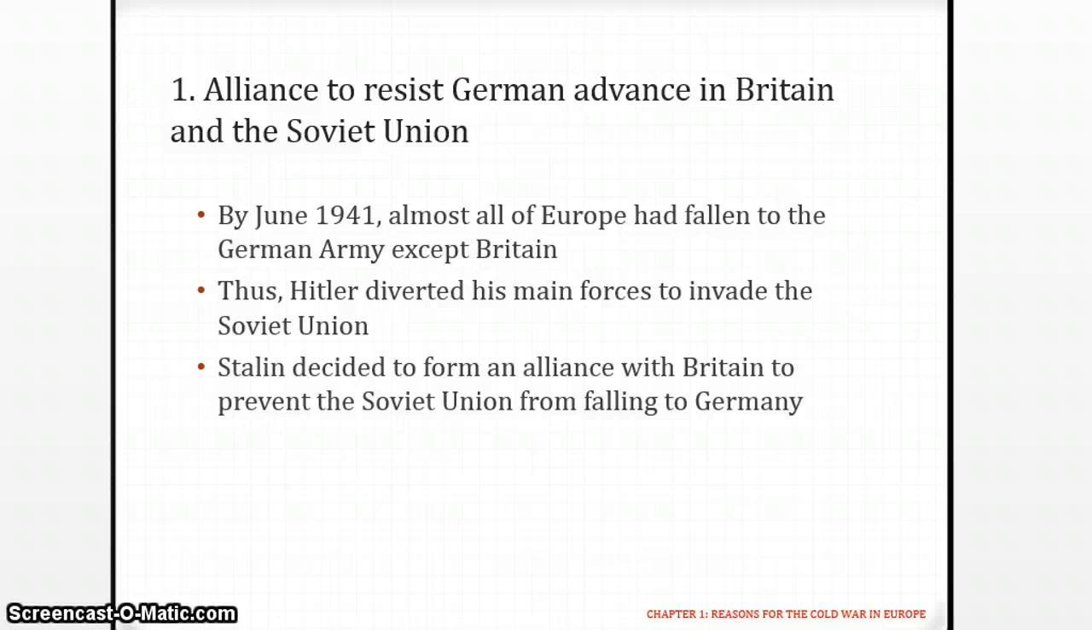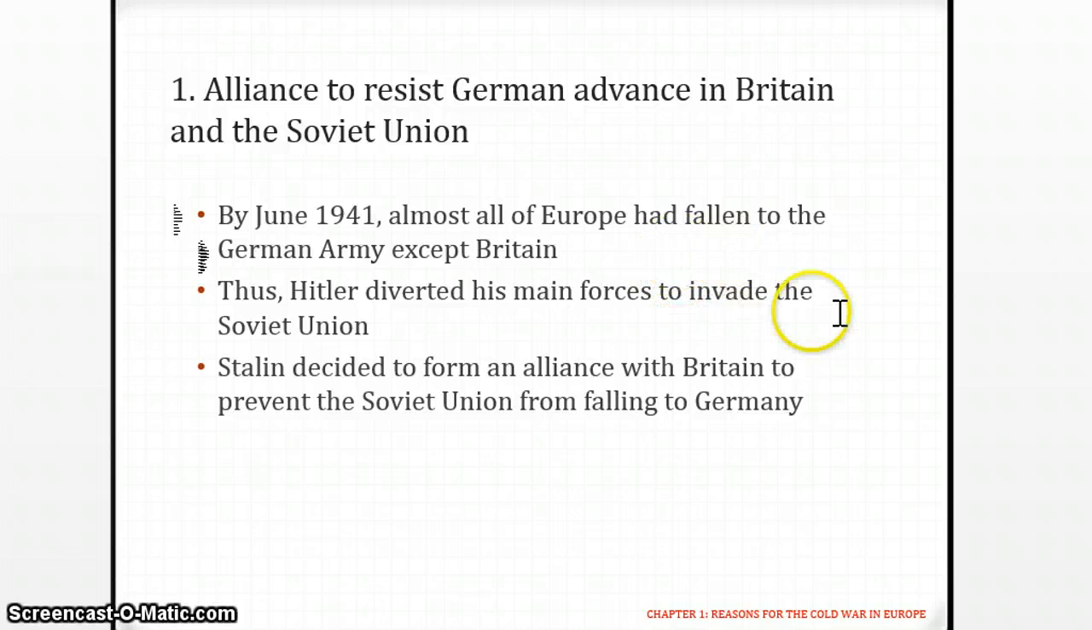And most of the forces, okay, this one is going back into, I think if I'm not wrong, chapter 4 and chapter 5 last year. By 1941, most of Europe had fallen to the German army except for Britain. In the Battle of Britain, they managed to hold on. I think that was in chapter 5.